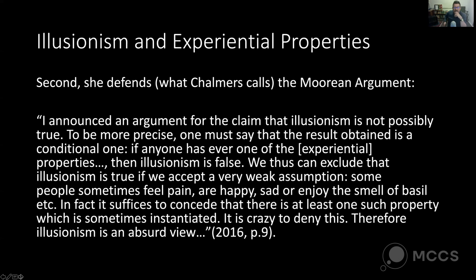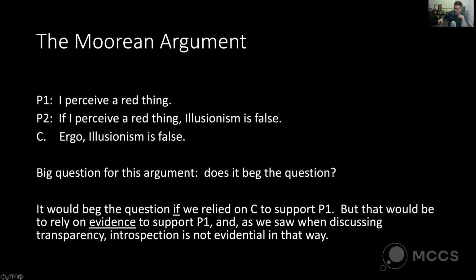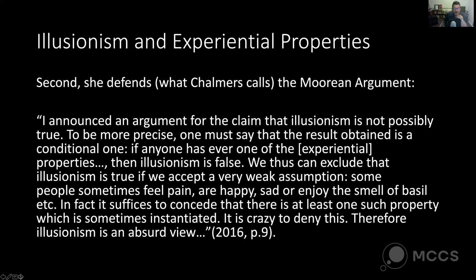Well, let me just finish by mentioning something about this Moorean argument that both Nida-Rümelin and Chalmers are interested in. And here's a way to think of the argument. Premise 1, I perceive a red thing. Premise 2, if I perceive a red thing, then illusionism is false. Conclusion, illusionism is false. I think that's very much the argument that Nida-Rümelin is giving in this passage.